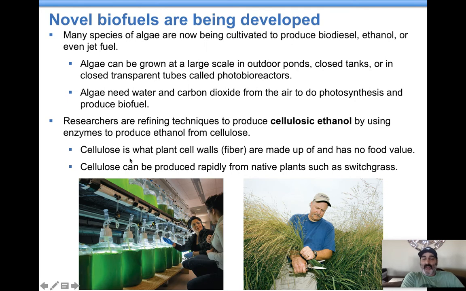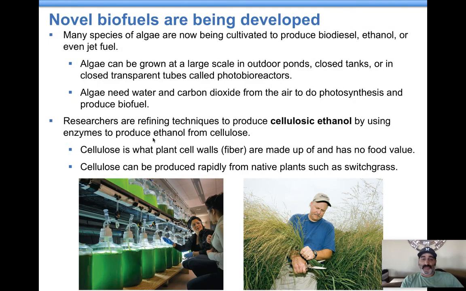What else are they doing? In places like Germany right now, they're dealing with cellulosic ethanol. So cellulose is plant fiber. This is a part of a plant that's very hard to digest. That's why we call it fiber. It goes through our system. We cannot break it down. Certain organisms can, but a lot of them cannot.